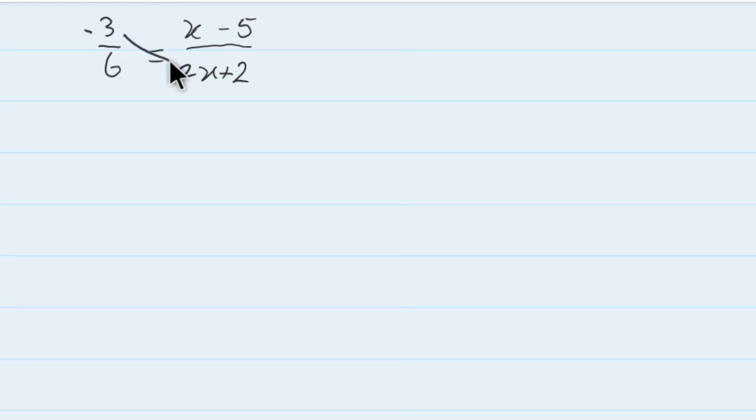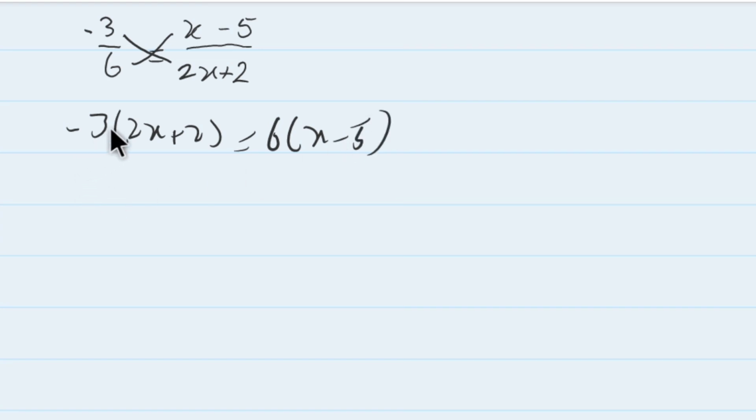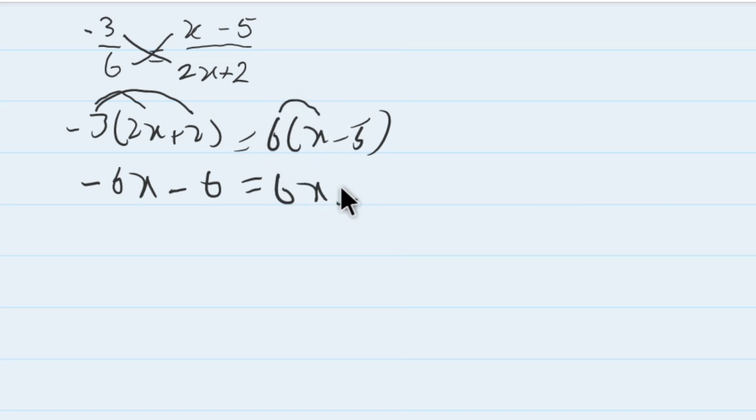We multiply minus 3 by 2x plus 2, and 6 by x minus 5. So minus 3 by 2x. So 3 times 2 is minus 6x and 3 times 2 is again 6. Minus changes its symbol to minus. 6 times x is 6x. 6 times 5 is 30.